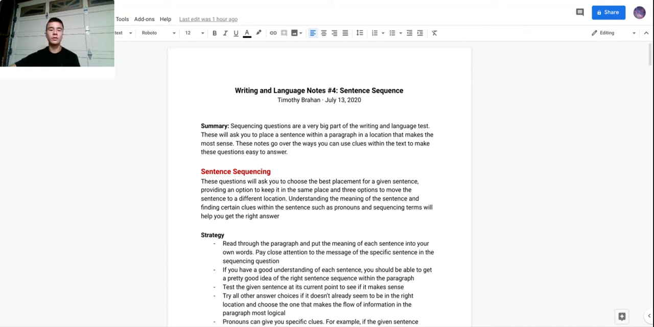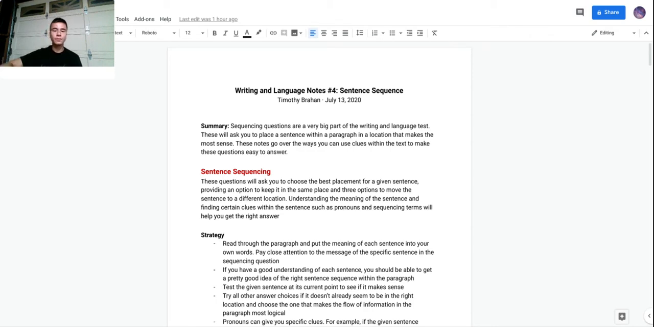They'll basically give you a sentence within the paragraph, and then they'll ask you to either keep it in the same place or move it to a place where it makes the most sense. An alternative version of this question is paragraph placement, and these ask you to place the paragraphs in order to make the passage coherent. Just for the sake of time, I'm not going to go over them, but for paragraph questions, it's just the same steps that you need to follow. So I'm just going to be explaining how to solve sentence sequencing problems.